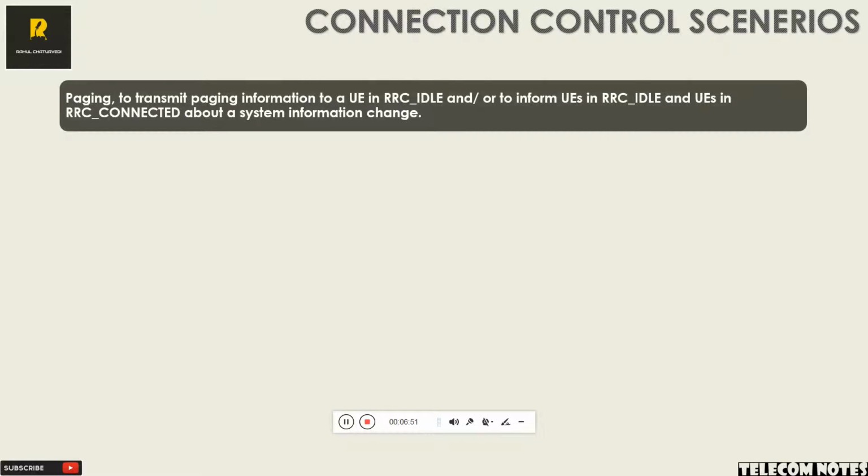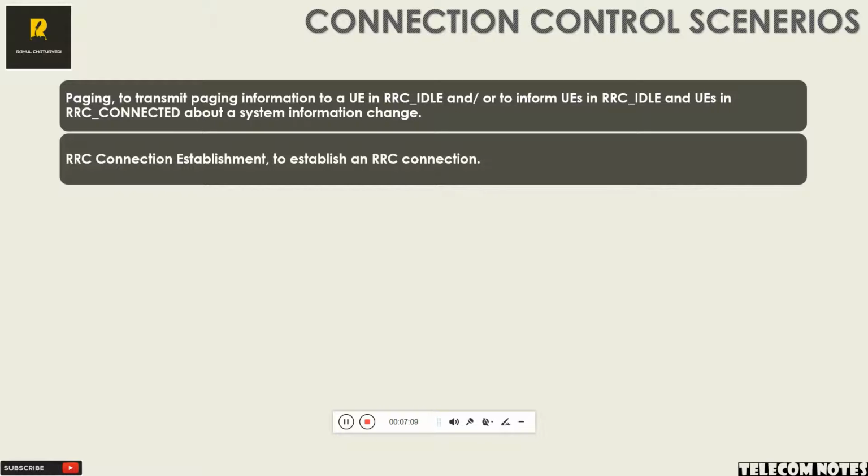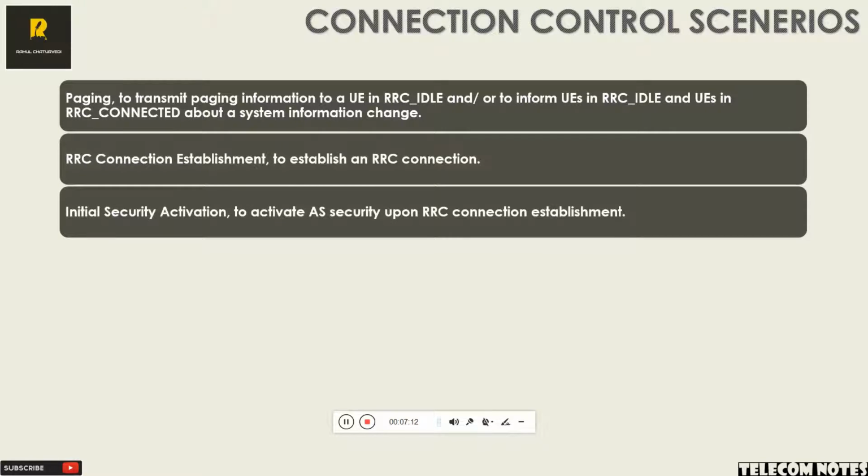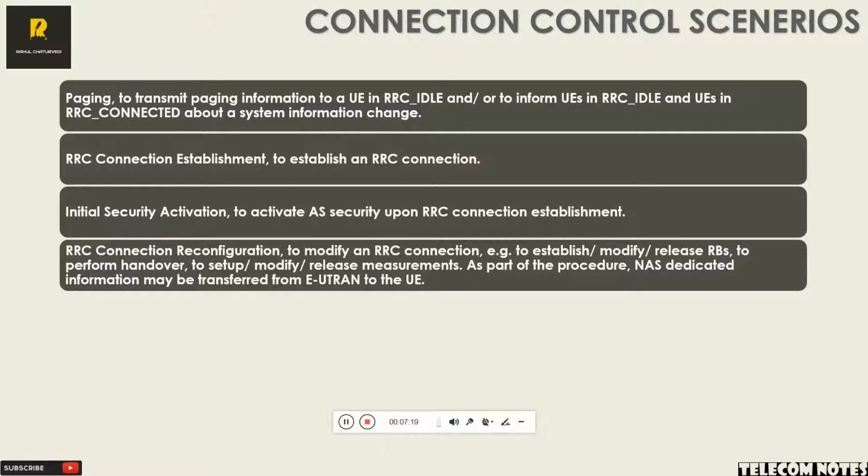Connection control scenarios. Paging, to transmit paging information to a UE in RRC idle, and/or to inform UEs in RRC idle and UEs in RRC connected about a system information change. RRC connection establishment, to establish an RRC connection. Initial security activation, to activate AS security upon RRC connection establishment. RRC connection reconfiguration, to modify an RRC connection, for example to establish, modify, release RBs, to perform handover, to set up, modify, release measurements. As part of the procedure, NAS dedicated information may be transmitted from E-UTRA to the UE.